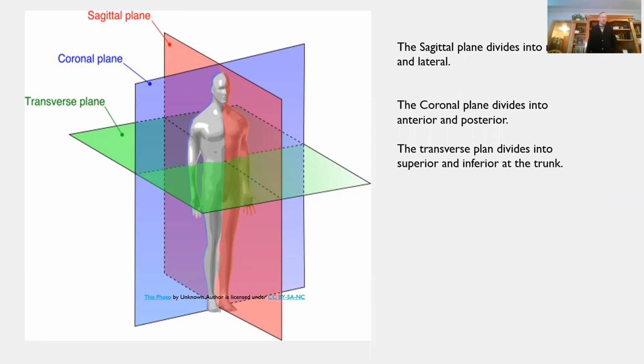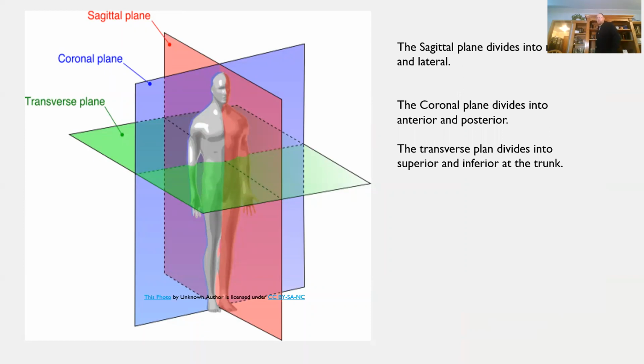Now, here's the deal. My sagittal plane divides me like this, cuts me like a loaf of bread, right down the middle. And if I'm going to move in my sagittal plane, I'm going to move anterior, posterior, anterior, posterior. I move anterior along the sagittal plane and posterior in the sagittal plane.